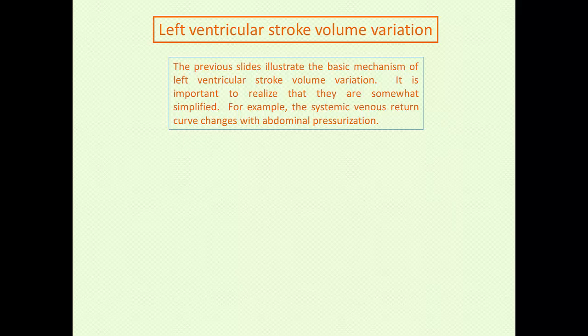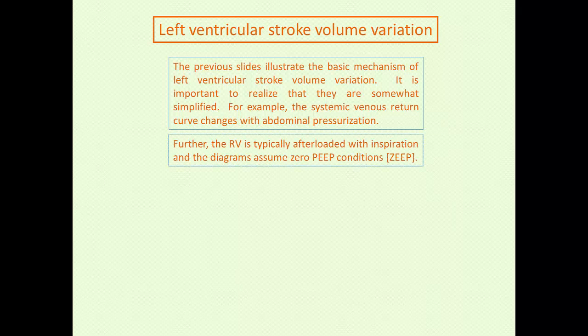So the previous slide illustrated the basic mechanism of left ventricular stroke volume variation. I've oversimplified them, believe it or not, to some extent, because, as I mentioned previously, the venous return curve changes with changes in lung volume, which I talk about more in Chapter 3 and Chapter 4. And further, the right ventricle is typically afterloaded with inspiration, so as you inspire, the right ventricular cardiac function curve may actually shift down and to the right a little bit. And the diagrams all were under zero PEEP conditions, or ZEEP as it's called.